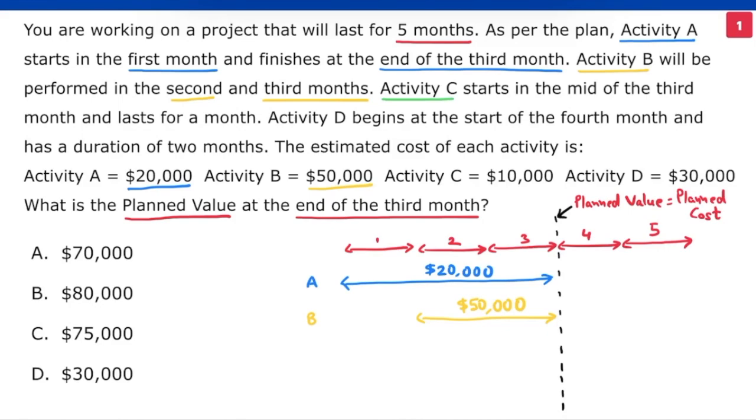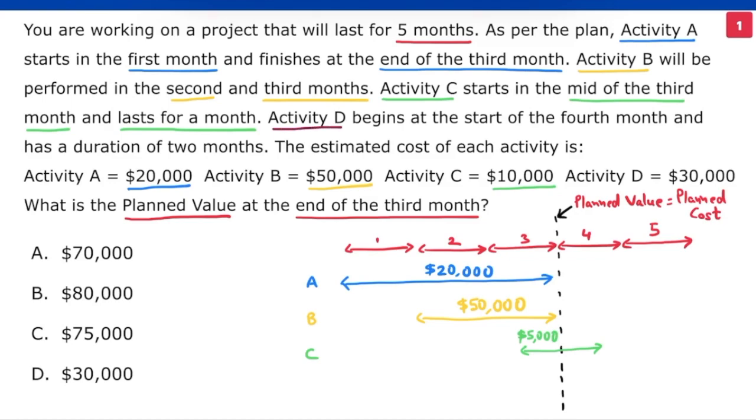Activity C starts in the middle of the third month. And when does it finish? It is 1 month long and will therefore finish in the middle of the fourth month. Only 50% of this activity will be completed in the third month. Total cost of this activity is $10,000. Half of $10,000 or $5,000 will be consumed before the end of the third month.